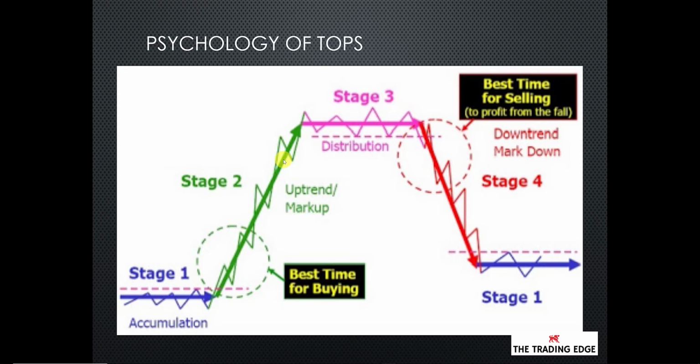Then finally, stage three, you typically call distribution. This is where price begins to fail, either failing to make higher highs or just beginning to trade in a sort of range-bound pattern. It cannot lure in any new buyers, and eventually it tips over, basically stopping out any late longs. Anyone who got involved too late is going to be the first folks who get stopped out as the trade goes against them.